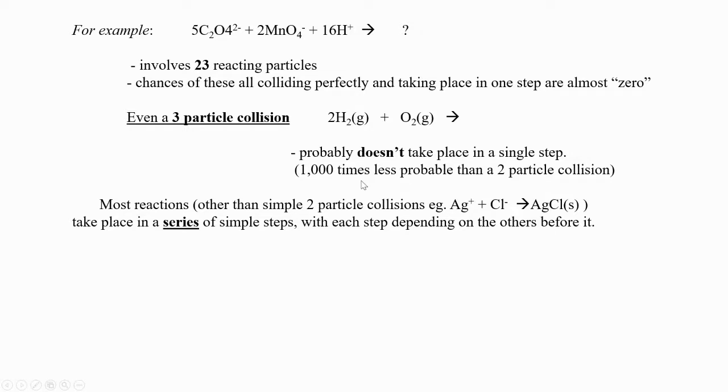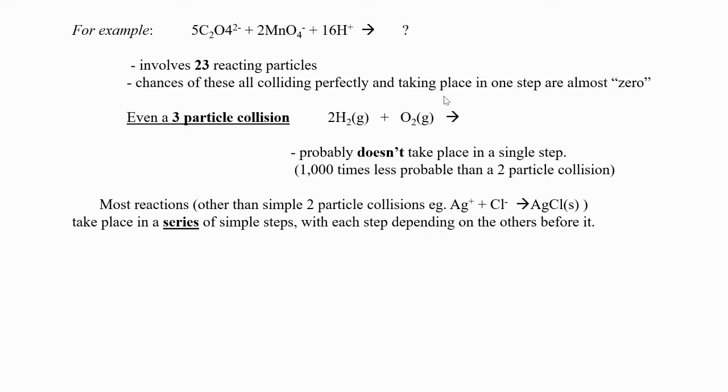All right, so let's take an example. We've got this equation here, right? Don't worry about the products on this, but we can just look at it. It involves 23 reacting particles, right? So all these bonds have to break and then reform, and a lot of things have to go perfectly in order for it to happen in one step. With 23 reactant particles, there's a lot of chance that they're not going to hit the right ones. They're not going to react in one step. So the chance of all these colliding perfectly and taking place in one step is almost zero, right?